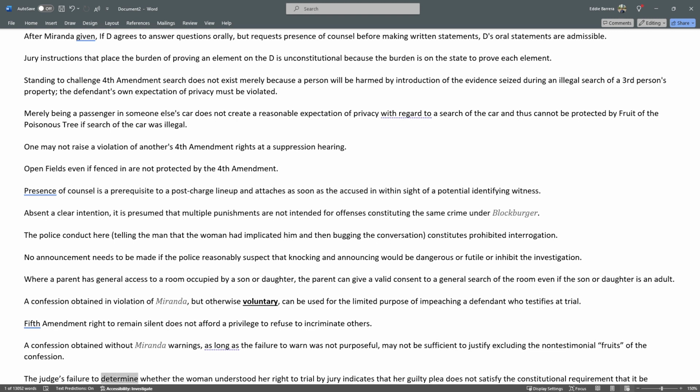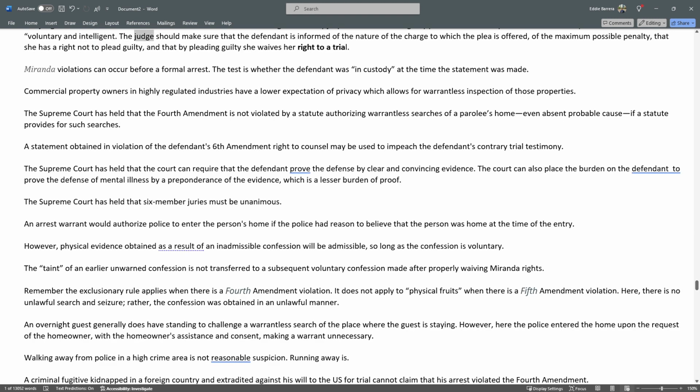The judge's failure to determine whether the woman understood her right to trial by jury indicates that her guilty plea does not satisfy the constitutional requirement that it be voluntary and intelligent. The judge should make sure that the defendant is informed of the nature of the charge to which the plea is offered, of the maximum possible penalty, that she has a right not to plead guilty, and that by pleading guilty she waives her right to a trial.